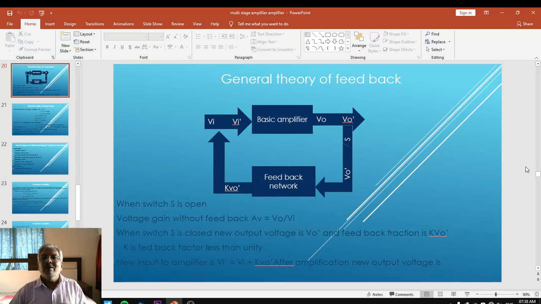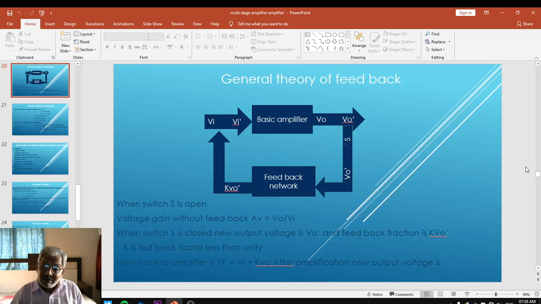Once again we are continuing with the fourth topic of your syllabus, known as feedback in amplifiers. In the last week we studied the meaning of feedback, and we concluded that feedback is the process in which some part of the output, or a fraction of the output, is given back to the input.